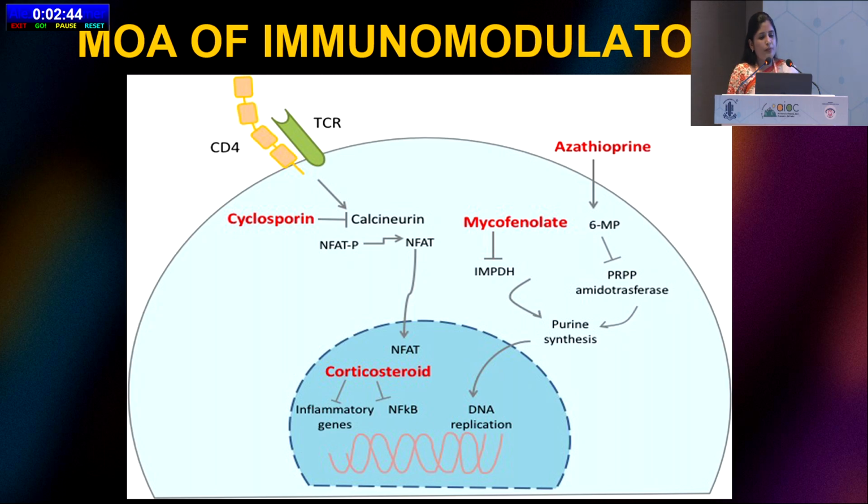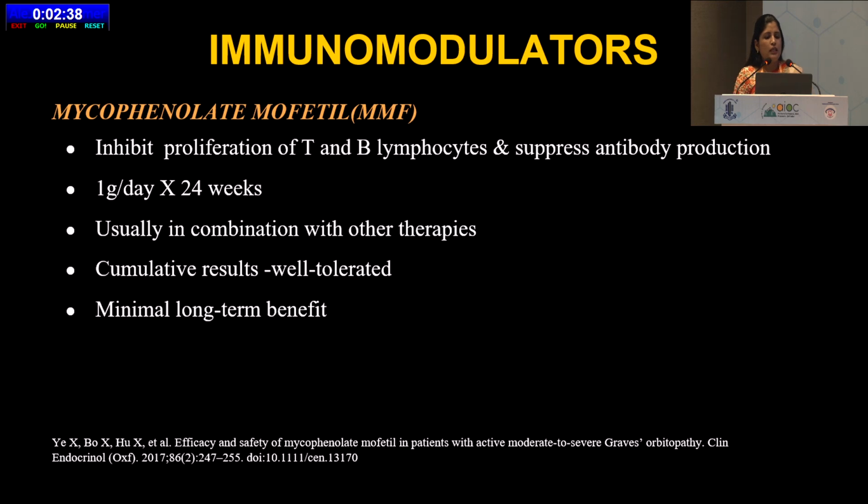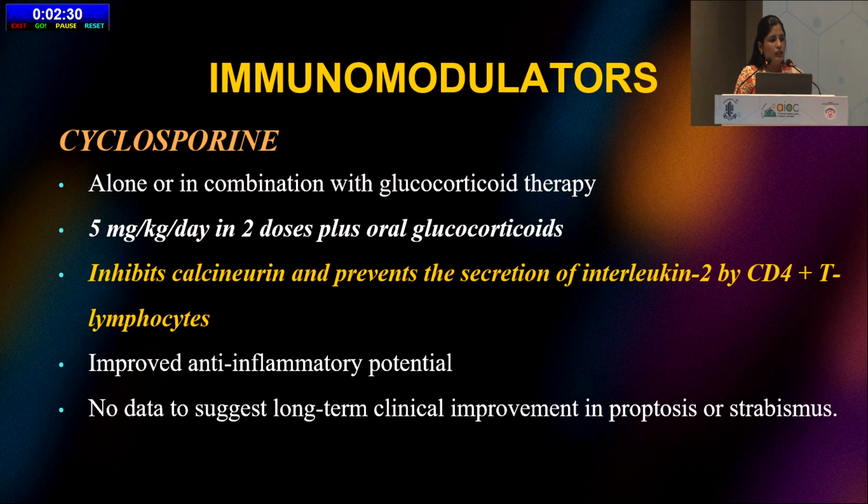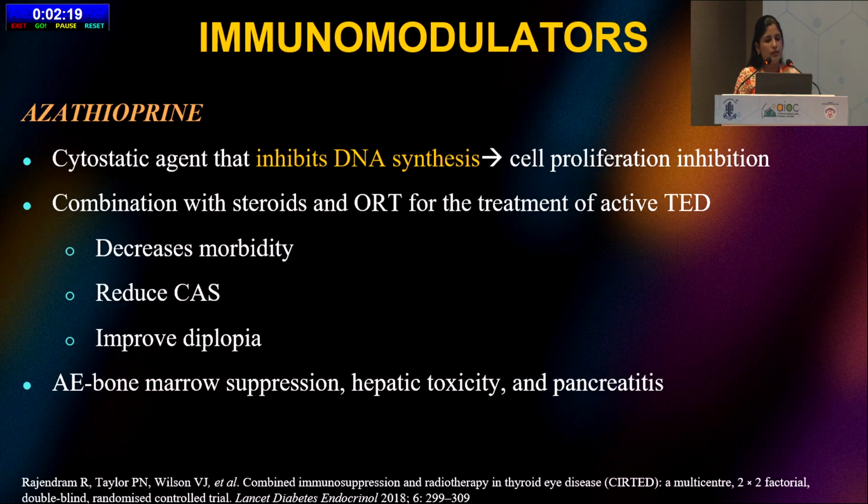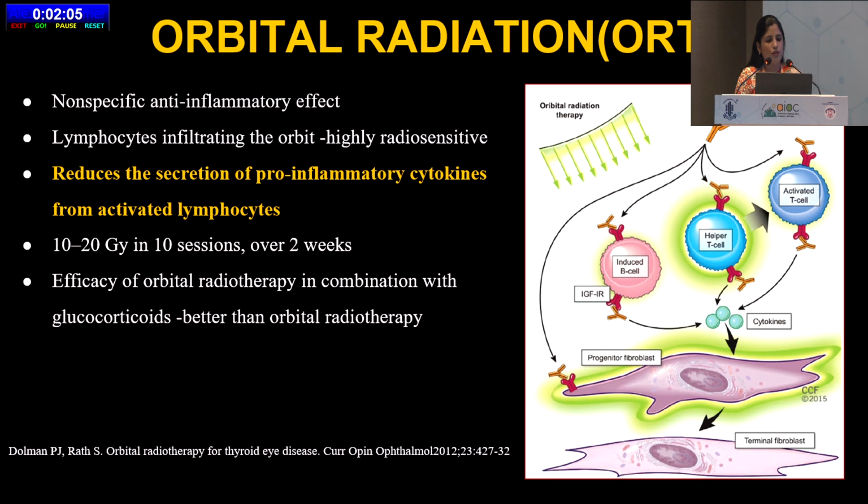Then steroid sparing agents would be either cyclosporin, mycophenolate or azathioprine. So mycophenolate inhibits both T lymphocytes and B lymphocytes, given in a dose of 1 gram per day for 24 weeks, which has a minimal long-term benefit and it is well tolerated. Then cyclosporin alone or in combination with glucocorticoid therapy, given in a dose of 5 mg per kg body weight. It inhibits calcineurin and also prevents the secretion of IL-2 by CD4 plus lymphocytes. And azathioprine, which is usually given by the oculoplasty surgeons alone, inhibits DNA synthesis, has a good adverse effect profile, and also it decreases morbidity, reduces the clinical activity score, and also improves diplopia.